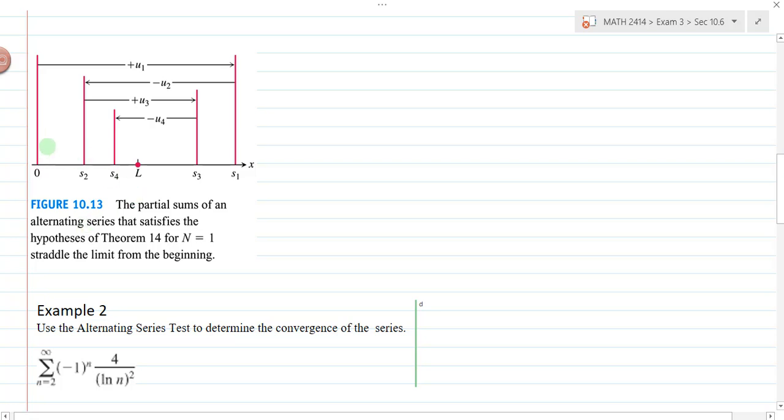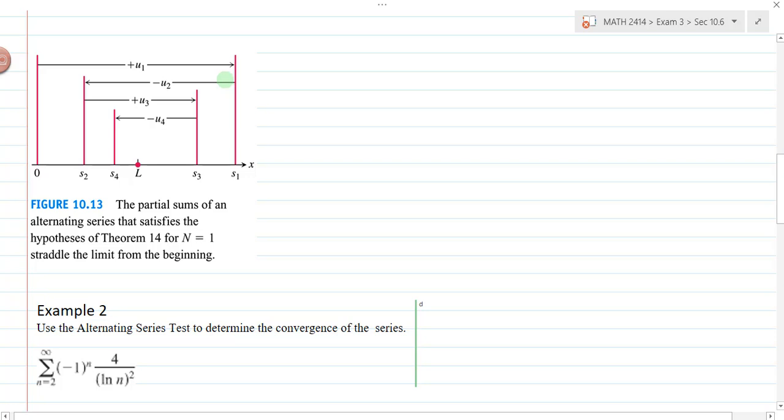So if we have an alternating series and the first term is positive, then if we start at 0 right here, when I add the first term, I'm going to stop right here at my first partial sum. The next term is going to be negative because the signs of the terms in the series alternate. And it's decreasing, which means that the terms are getting smaller. So the length of these line segments is going to get shorter.